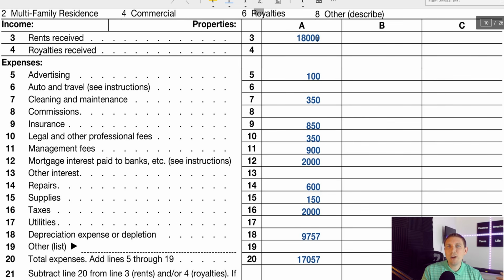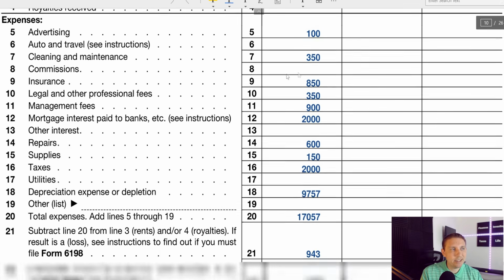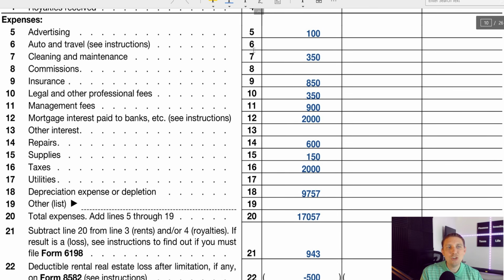During the year, you have traditional expenses associated with a rental property. You might have advertising expense, so we list $100 here. You might have cleaning and maintenance. You'll definitely have property insurance related expenses. You might have legal and professional fees. So maybe you paid a CPA or an accountant to help you do your taxes. Part of that accounting fee you can actually deduct against your rental income, which is really nice. It helps further reduce the amount of tax you pay on this income, if any.